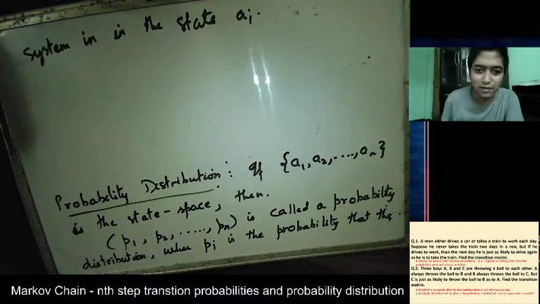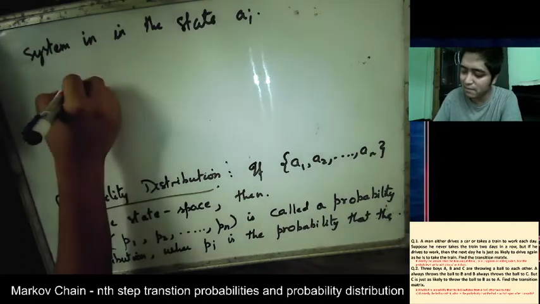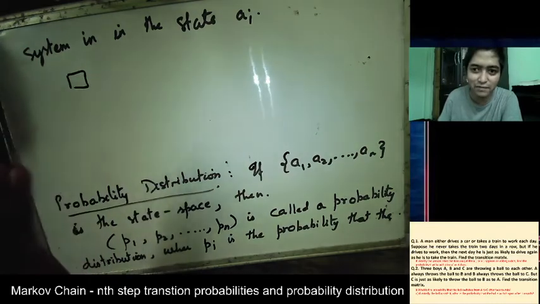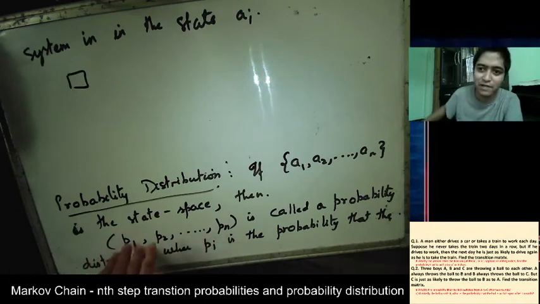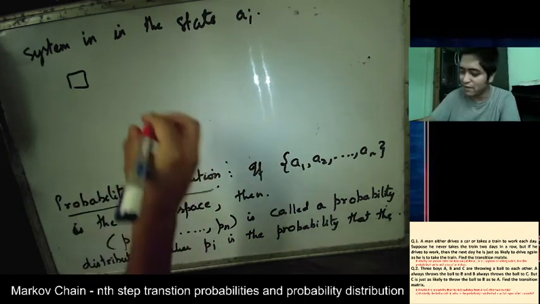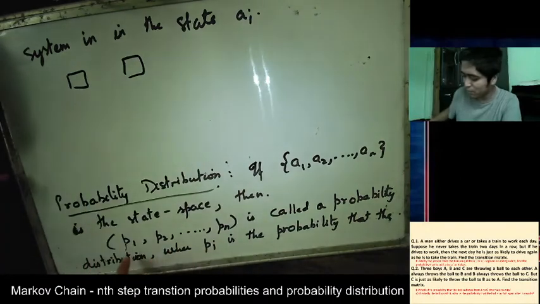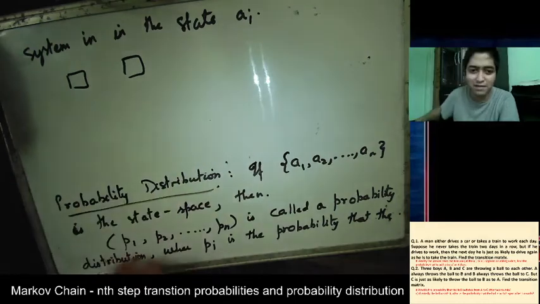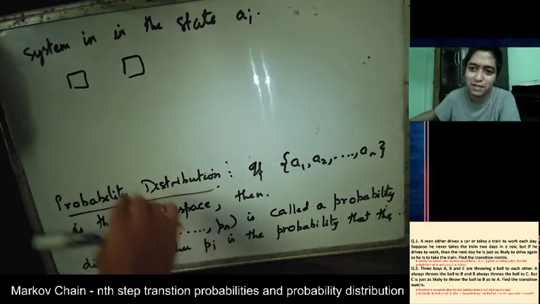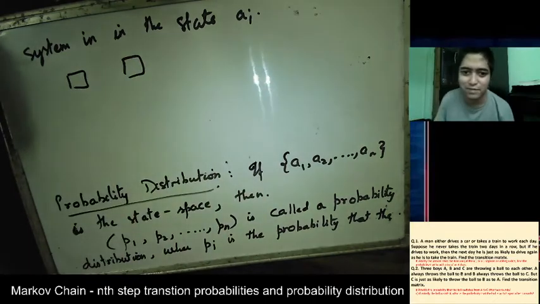So again, the probability distribution will change. Maybe at the first step it will have a different probability distribution, that is, these probabilities will all be different. After another day, or in the second time, this probability distribution will again change. So we can have so many probability distributions depending on the steps: first step, second step, third step.